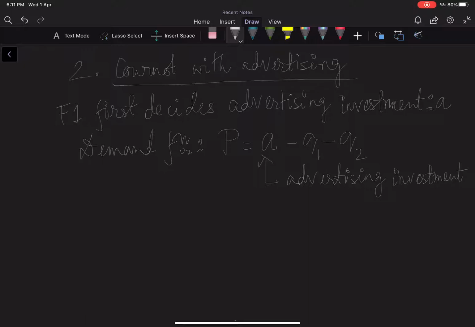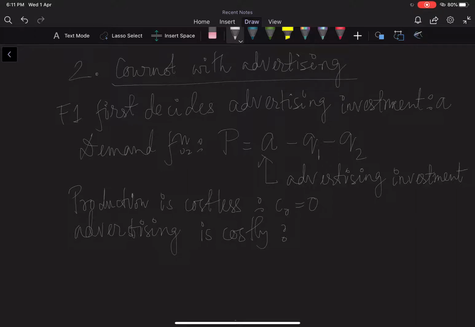Okay, so this A, however, is decided by only one firm. Just to keep things simple, like in the previous example, we will assume that production is costless. So there is no cost of producing. However, we will say that advertising is costly. So the cost of advertising A is C of A, which is given by 2A to the power 3 by 81. So that's the cost of advertising.